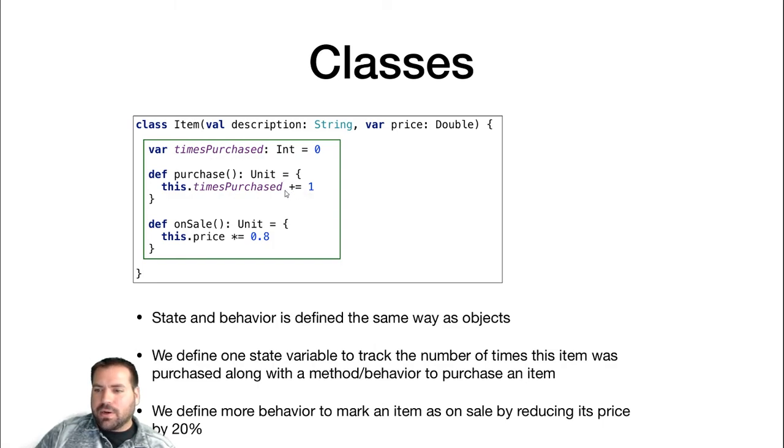For those of you wondering, there's no plus plus in Scala, so we have to do plus equals 1 if we want to increment. So we're going to increment timesPurchased by 1 just to say, hey, somebody called my purchase method, so this must have been purchased. We can also call onSale, which is going to access this.price and cut the price by 20% by multiplying it by 0.8.